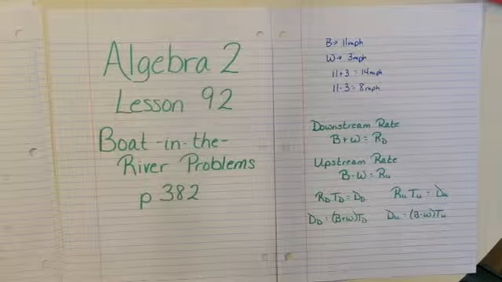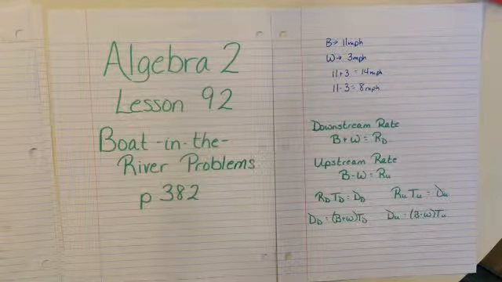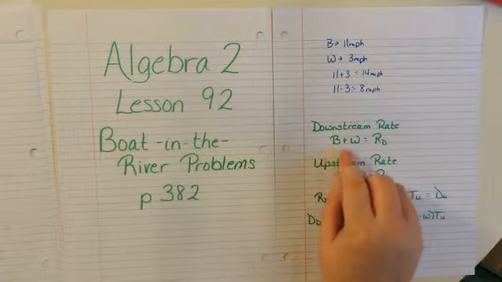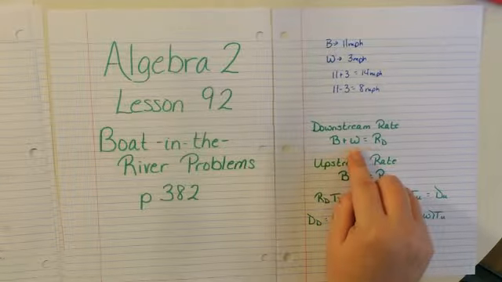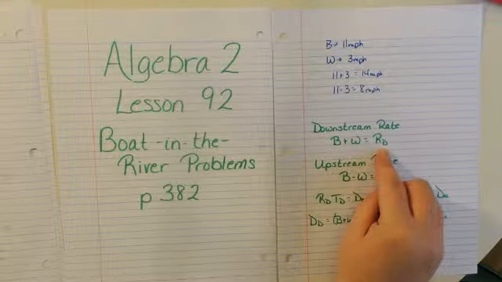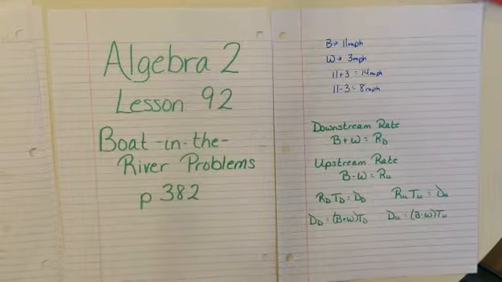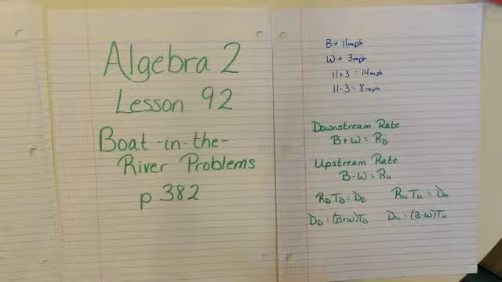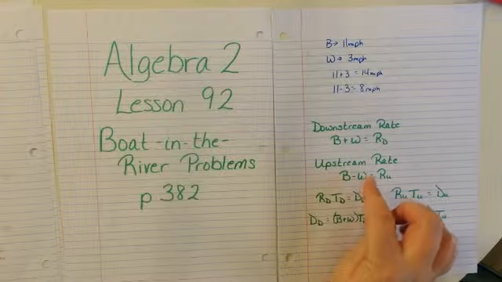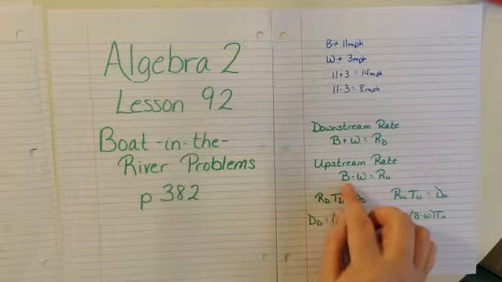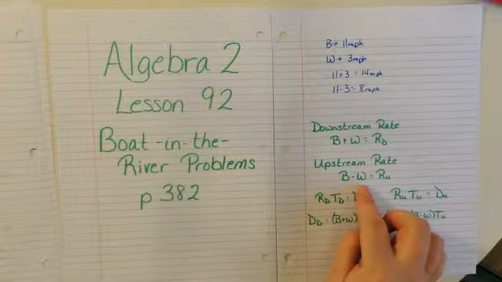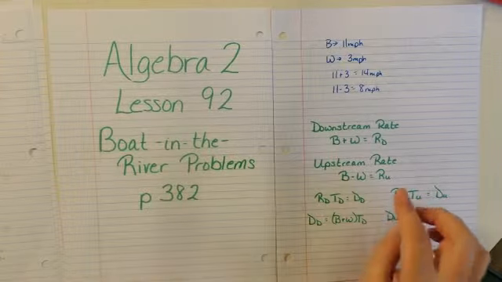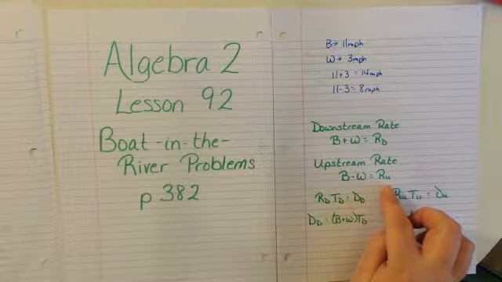In general, the downstream rate equals the rate of the boat plus the rate of the water. That means with the current. Your upstream rate, or the rate against the current, is going to be the rate of the boat minus the rate of the water, because the water is pushing against the boat.